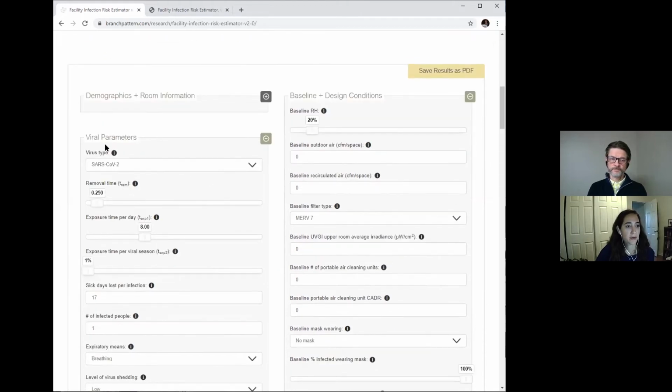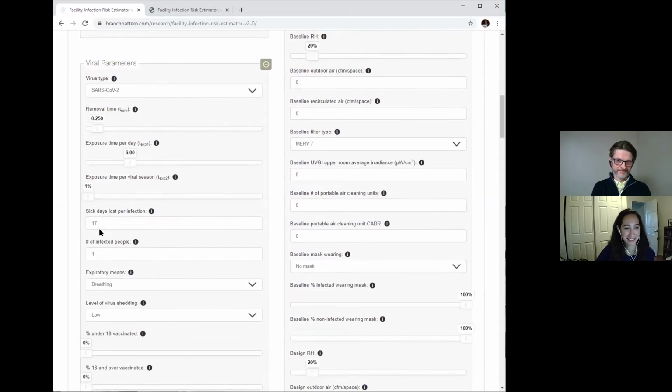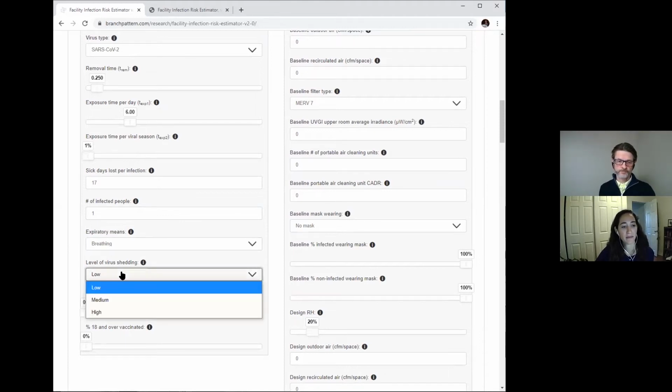Okay, so for viral parameters, we're going to model SARS-CoV-2. We'll look at 15 minutes after the incident of expulsion. I think we're doing a 6-hour school day. 1% exposure time over the viral season. 17 sick days lost for infection. We'll leave that as the default. 1 infected person. We're going to look at breathing. I know Marcel was looking at breathing and speaking, but just for the sake of keeping it consistent. And then we'll have a medium shudder.